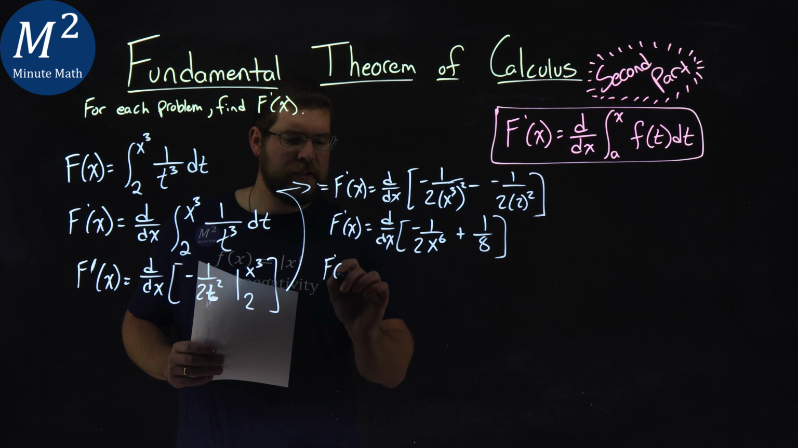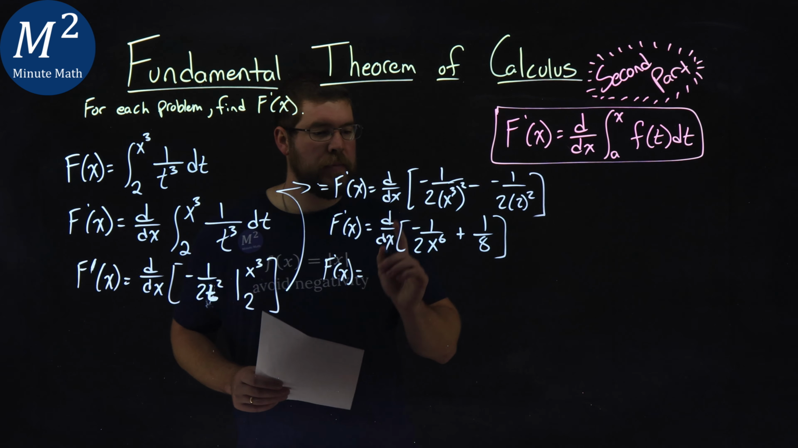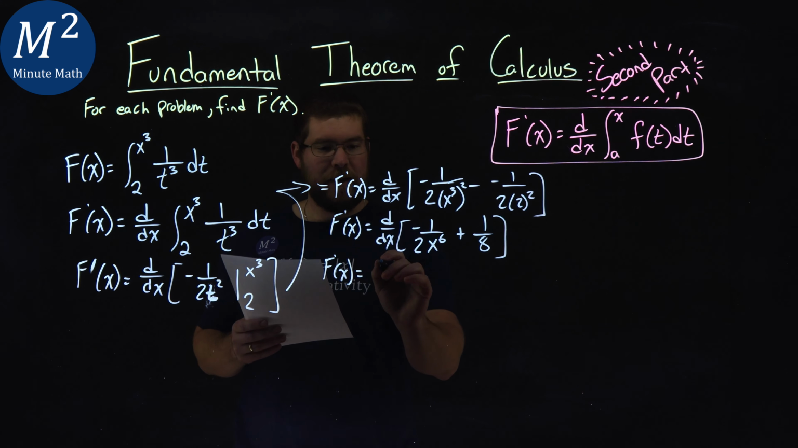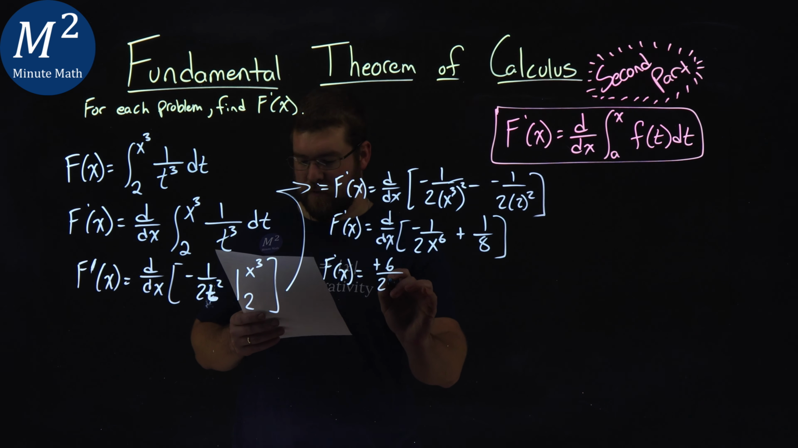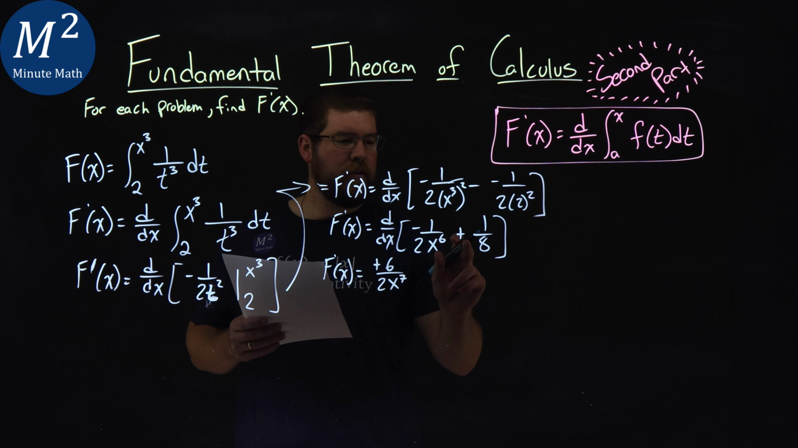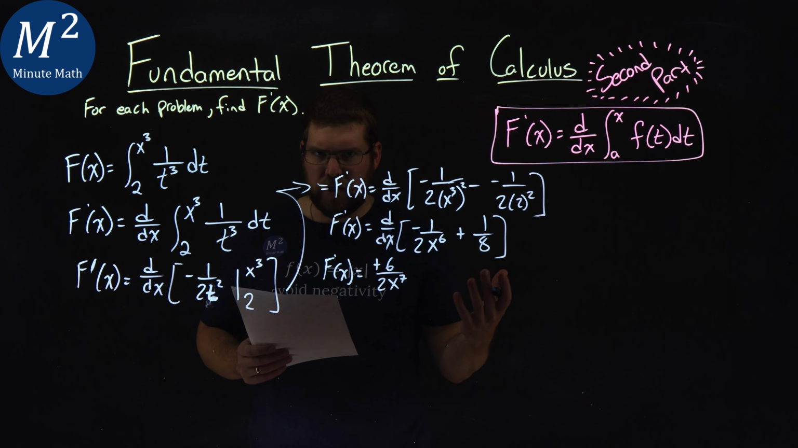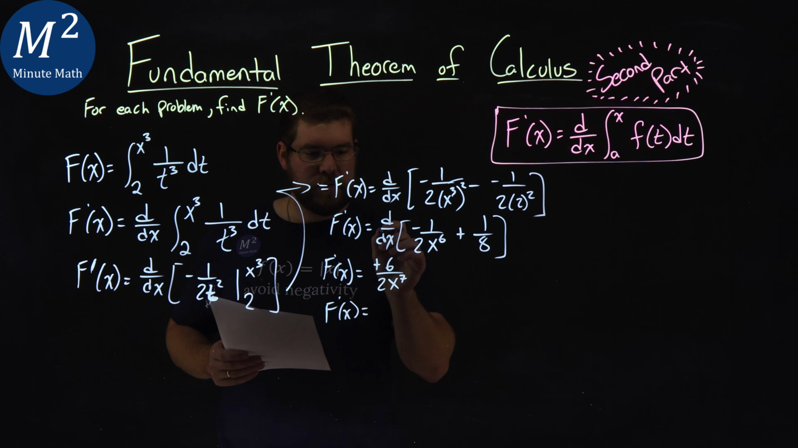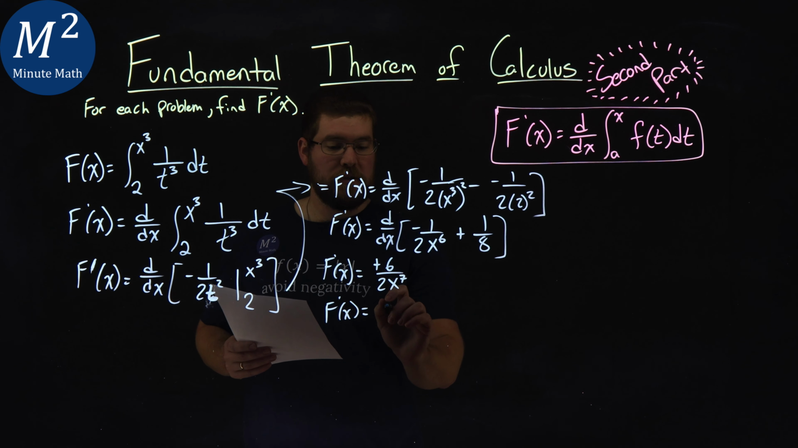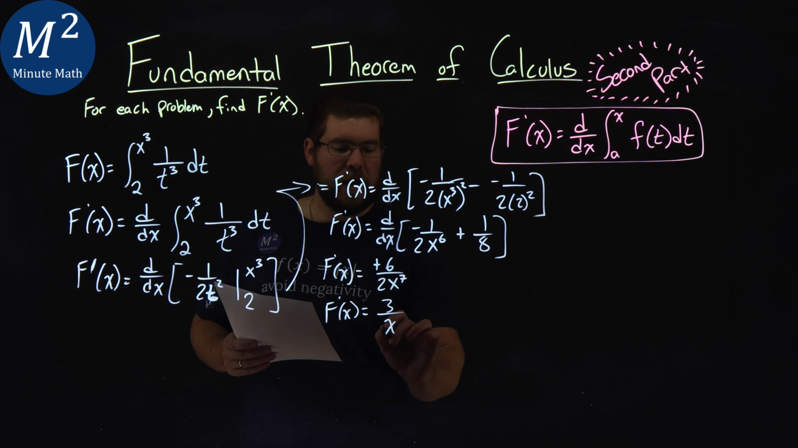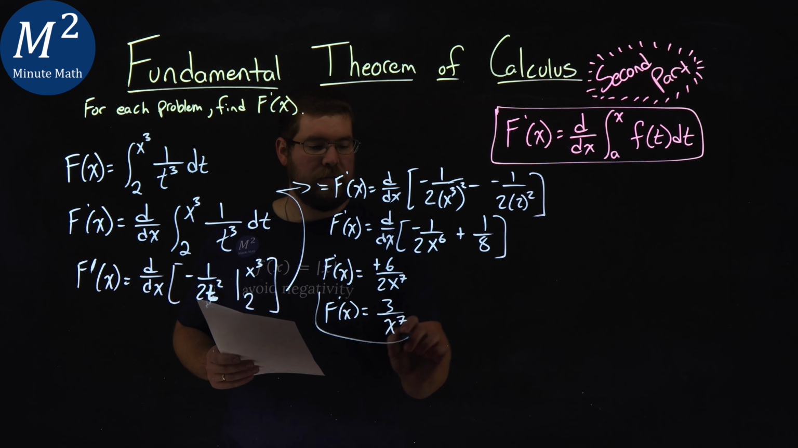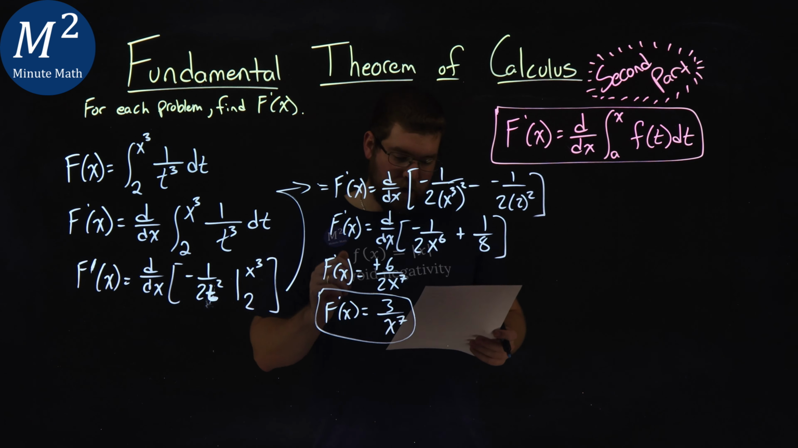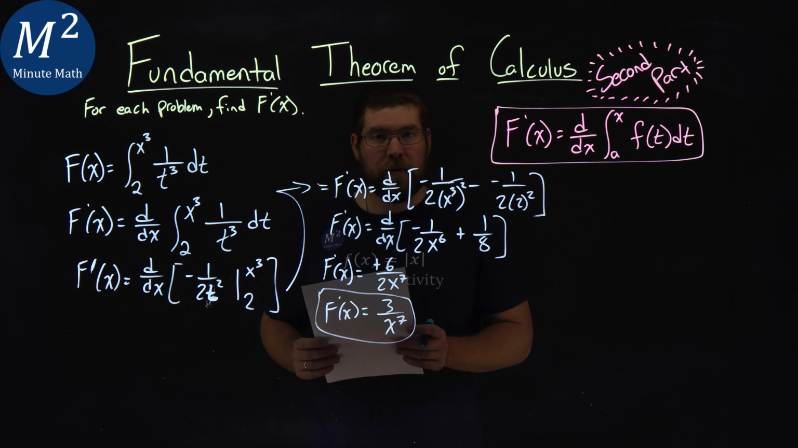So for f prime of x, now we're going to take the derivative. The derivative of a negative 1 over 2x to the sixth power is a positive 6 over 2x to the seventh, and the derivative of 1 over 8 is just 0. Don't need that. Well, this simplifies: 6 over 2 is 3, so f prime of x is equal to 3 over x to the seventh power, and that's it. Our final answer for f prime of x is 3 over x to the seventh power.